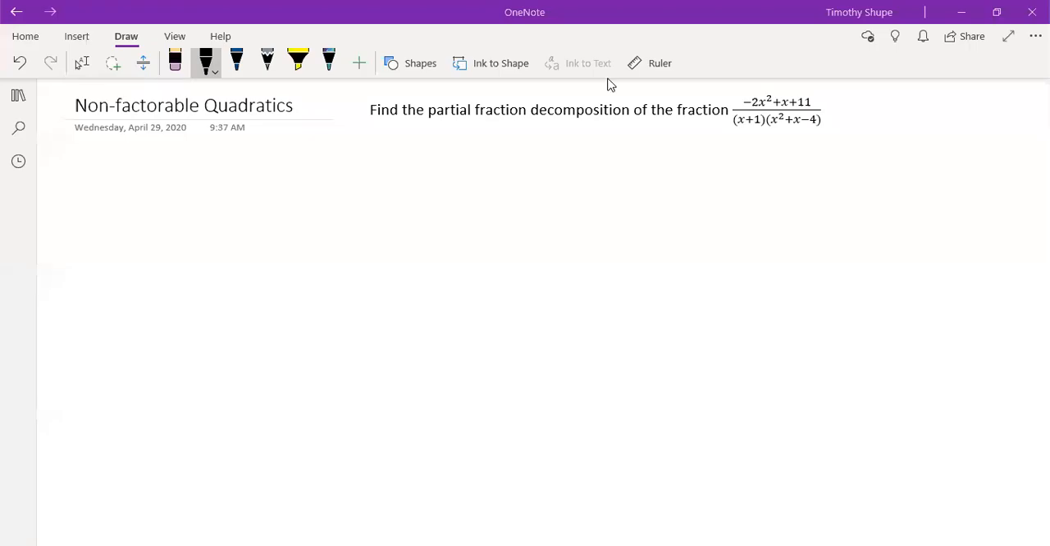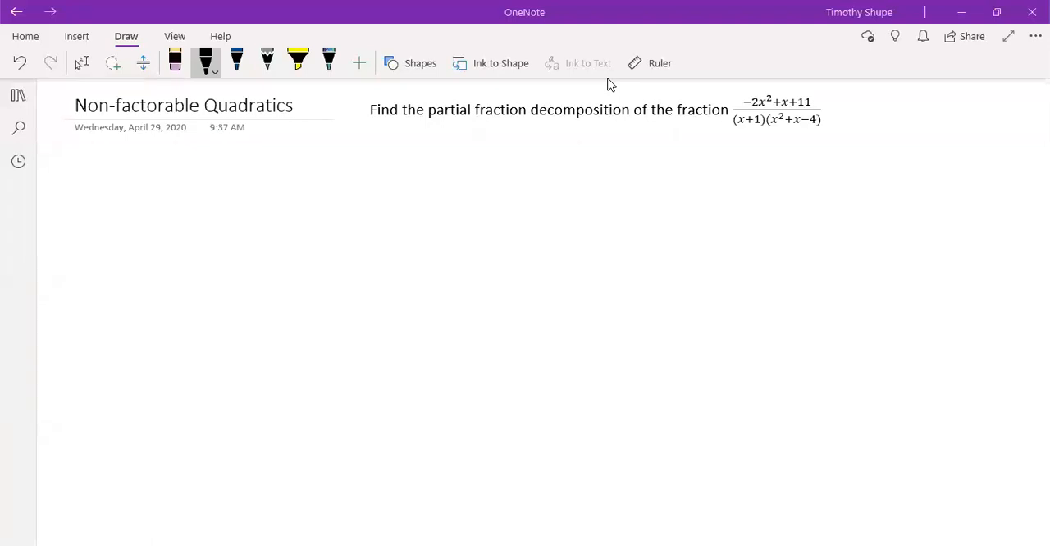The third type of partial fraction decomposition that we're going to look at is when we have a factor in the denominator that is not linear and it doesn't factor out. So if we look at this fraction, we've got the negative 2x squared plus x plus 11 in the numerator. We've got one linear factor of x plus 1 in the denominator, but that x squared plus x minus 4 is a quadratic, and unfortunately we can't factor that out.